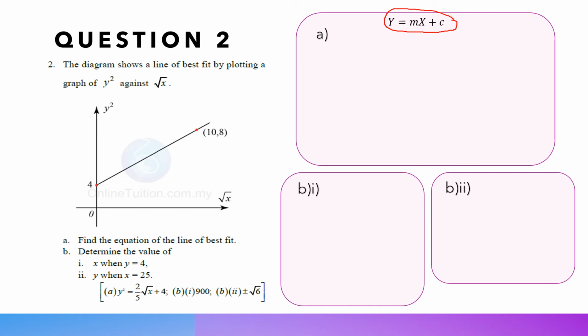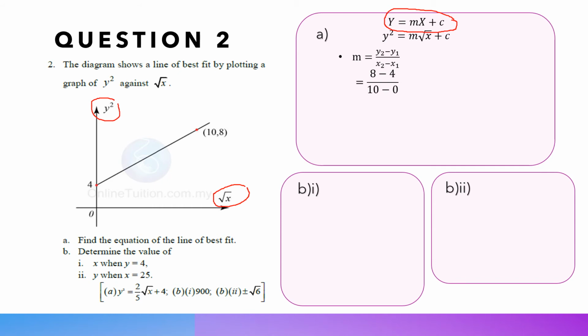Okay, and then I substitute. Now your Y is here at the y-axis, y squared. Your M you don't know yet, so you put M, and your X here is square root X, plus C. So what is the first step that you need to do? Find M. Okay, how do you want to find M? Using the formula. To find M, you need 2 points, right?